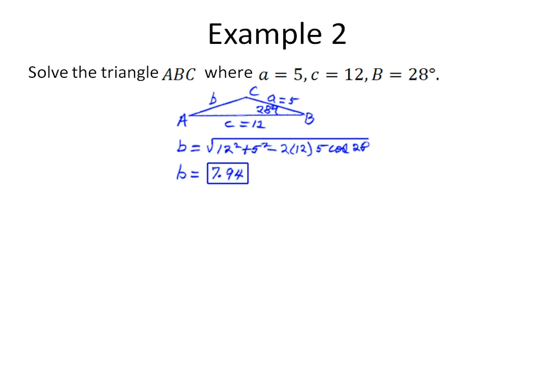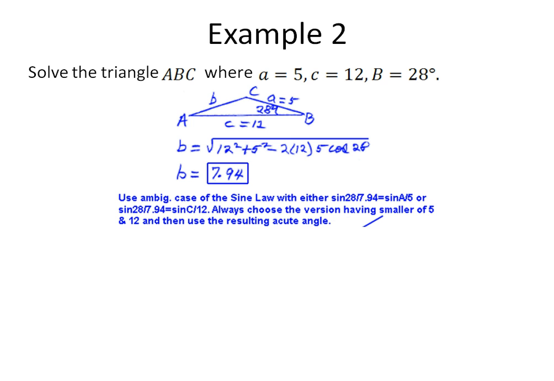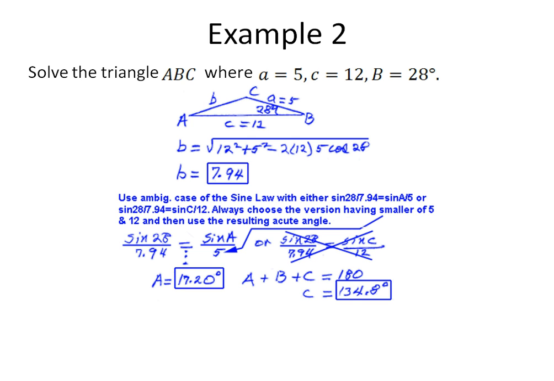If you put that into the calculator correctly, that will solve out to be approximately 7.94. Use the ambiguous case of the sine law with either sine of 28 over 7.94 is equal to sine of A over 5, or sine of 28 over 7.94 is equal to sine of C over 12. Always choose the version having the smaller of 5 and 12, and then use the resulting acute angle. Okay, so this gives us sine of 28 over 7.94 is equal to sine of angle A over 5.